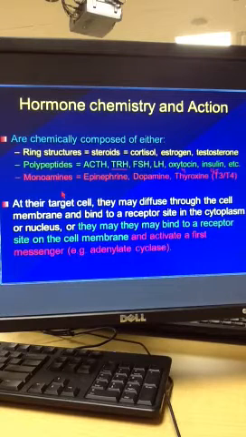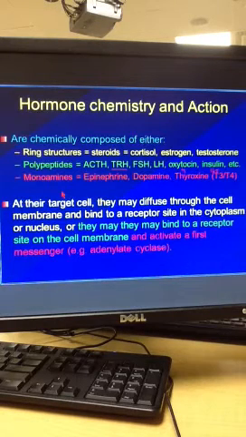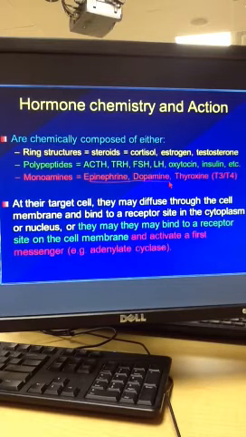Thyroxine is a hormone released by the thyroid gland, but all 3 of those are synthesized from the amino acid tyrosine. And they're referred to as monoamines because they have a single amine group attached to them. You may see epinephrine, dopamine, norepinephrine referred to as catecholamines. We'll get into that more in physiology.